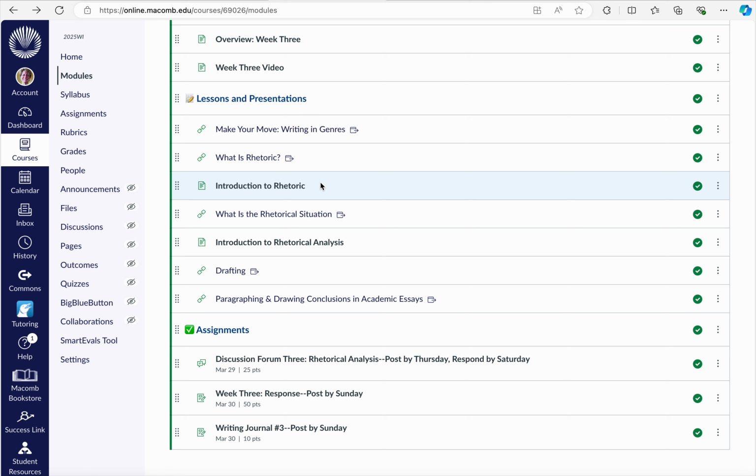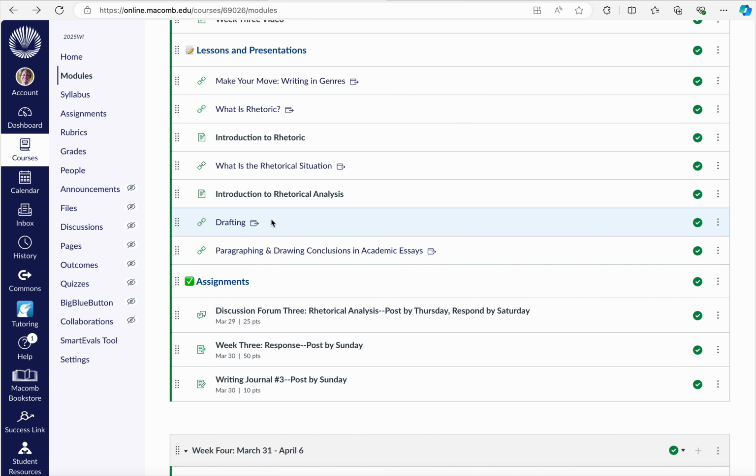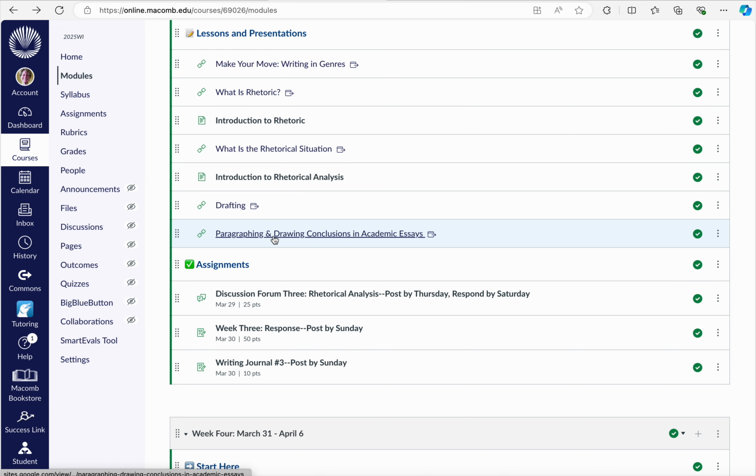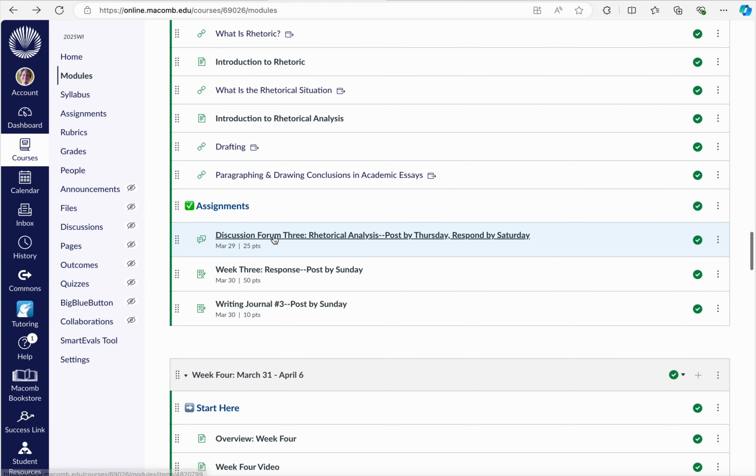And remember, a rhetorical analysis really works on describing how a writer put something together, not what they said, but how they said it. Of course, you can mix in a bit of what they said, but you're really explaining that they used various strategies to say it in this way. And like I said, we're going to do a little bit more of that. You want to be thinking about drafting. You want to be thinking about paragraphing and drawing conclusions.